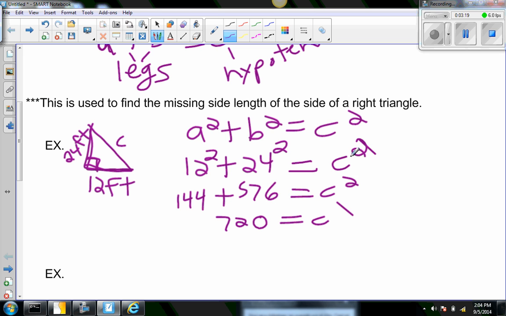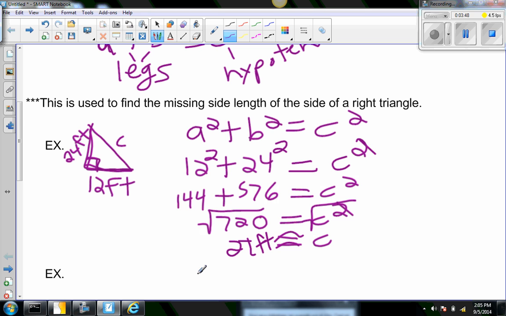But it didn't ask me what c squared was. It asked me what c is. So how do you undo a square? What is the opposite of a squared? You square root it, which means I have to square root the other side. So the square root of 720 comes out to be 26.83. So we're going to say it's about 27 feet.